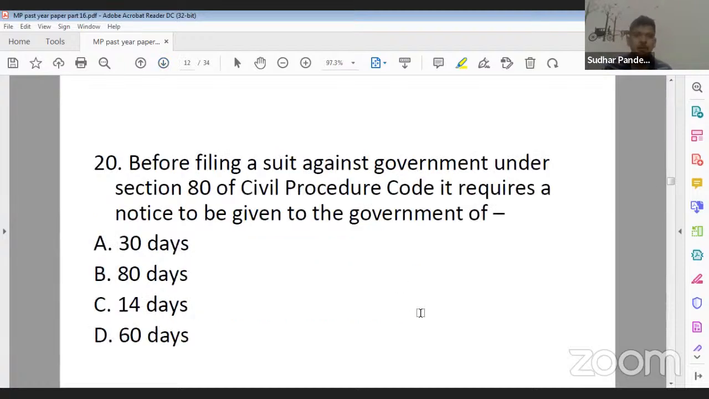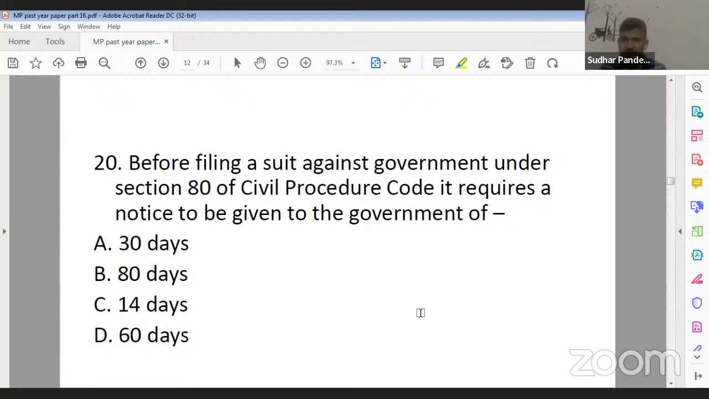Next, question number 20. Before filing a suit against government under section 80 of C.P.C, it requires a notice to be given to the government of. Question number 20 is directly related with section 80 of C.P.C, which states that when you are going to file a suit against the government, a notice has to be served. For how many days? Option A 30 days, option B 80 days, option C 14 days, option D 60 days. What should be the correct answer?